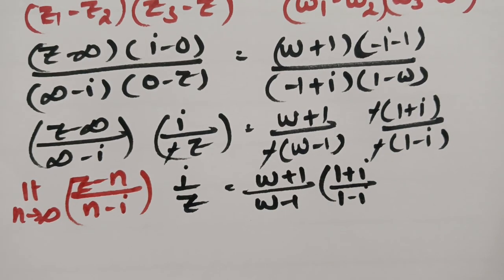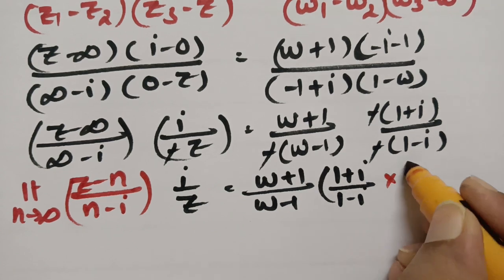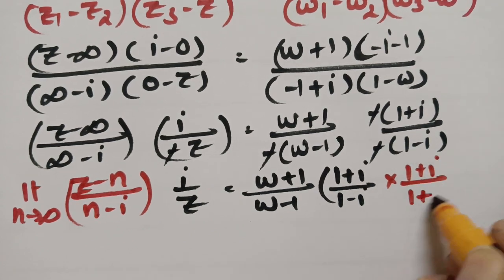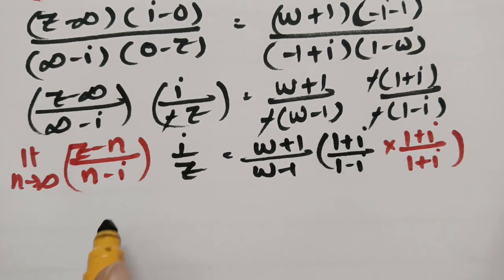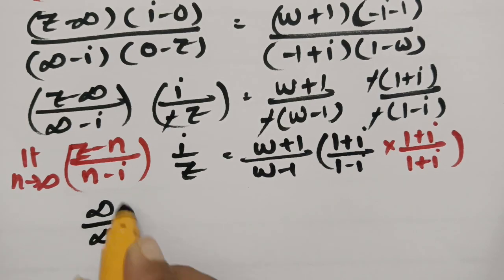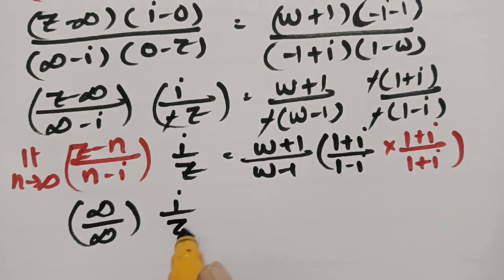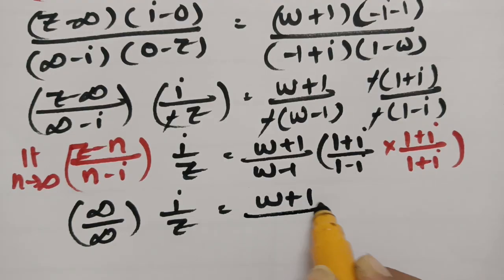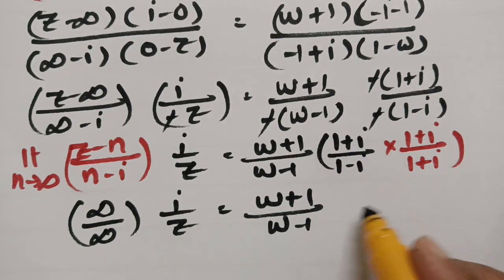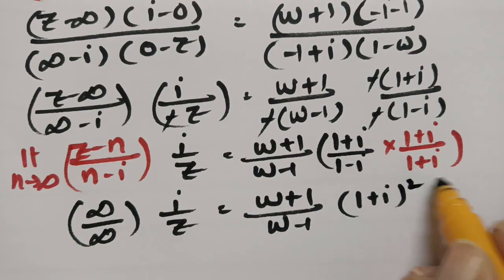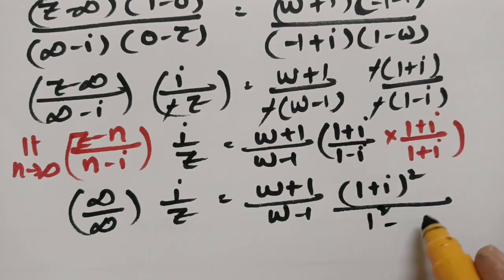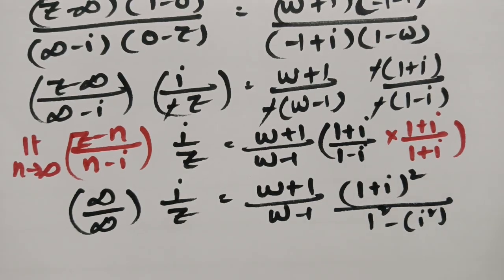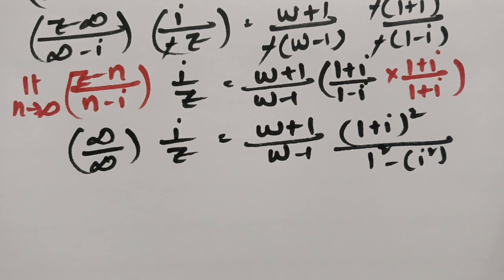If I rationalize, I'm multiplying with 1 plus I by 1 plus I, and see what happens here. If I keep n as infinity, this will be infinity by infinity. So this is I by Z, and this is W plus 1 by W minus 1. If I multiply, this is 1 plus I whole square. This is A plus B into A minus B, so this will be A square minus B square. Clear? As this is infinity by infinity, I am going to apply L'Hospital's rule.